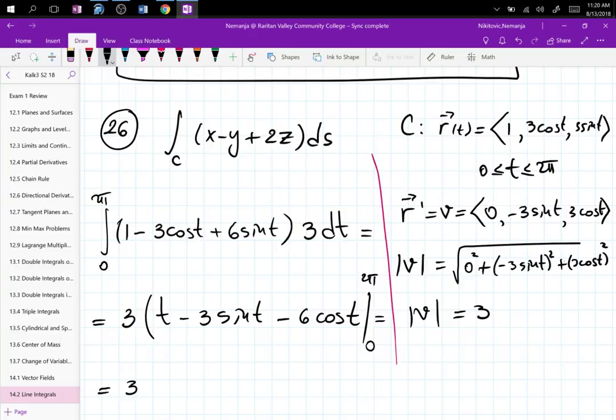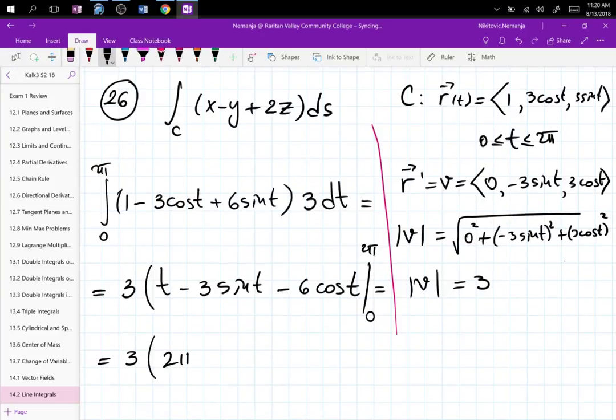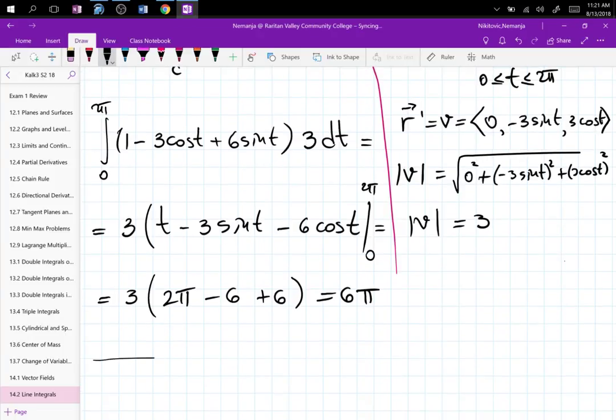That's going to be 3 times. Now, when I plug in 2 pi, I get 2 pi, sine dies for both 2 pi and 0. Cosine t becomes negative 6, because cosine of 2 pi is 1. Then we have 0, that's dead, sine is dead, and the other one is minus, so that's going to be plus 6, so the whole thing is 6 pi. Ta-da! So that's the way we compute line integrals.